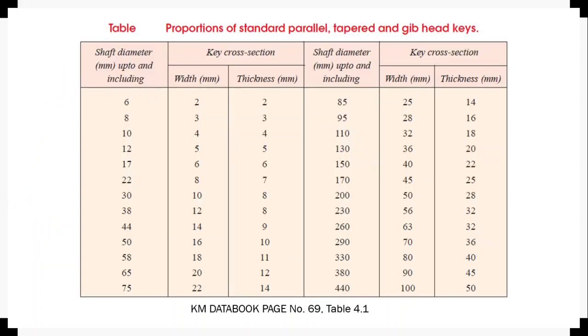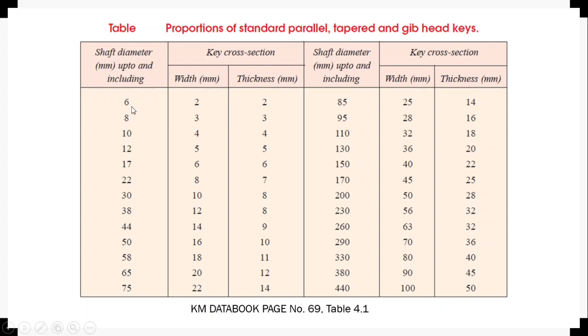Okay, in the design procedure for the keys, we can use this table, which is at page number 69 of the KM data book, table number 4.1. We can select the width and thickness of the key cross section, while the shaft diameter is given.